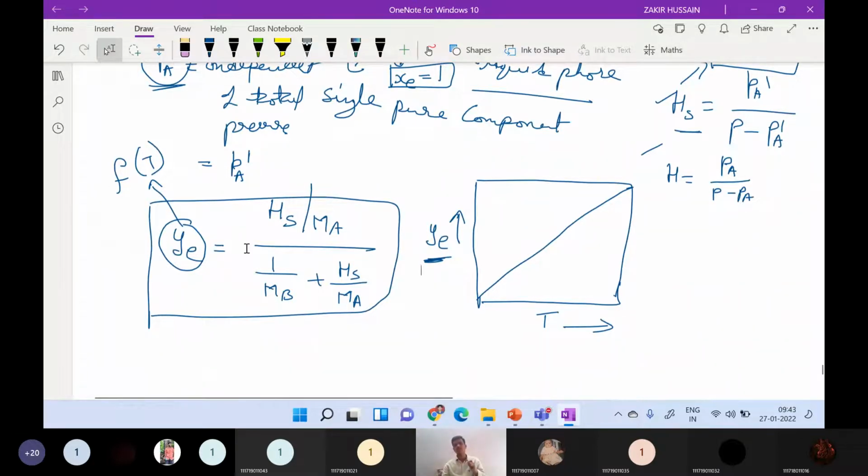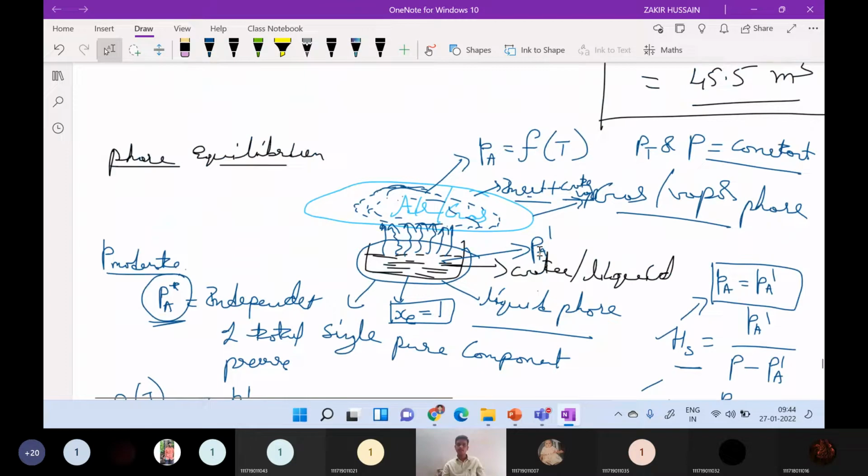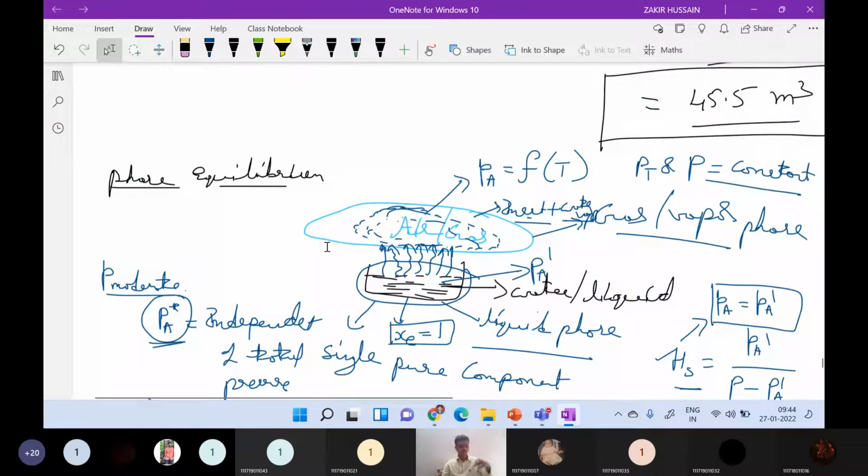YE can be calculated by HS, which is the saturation humidity, divided by MA, the molecular weight of water vapor, divided by 1 by MB, where MB is the molecular weight of gas or air, plus HS divided by MA. So this equation can be used to calculate the YE value, the mole fraction of your water vapor at equilibrium conditions in the gas phase. This YE is a function of temperature, so we will represent this function as a plot, the equilibrium plot. The overall concept is called phase equilibrium between the vapor and gas, pure liquid and gas phase. Is that clear?